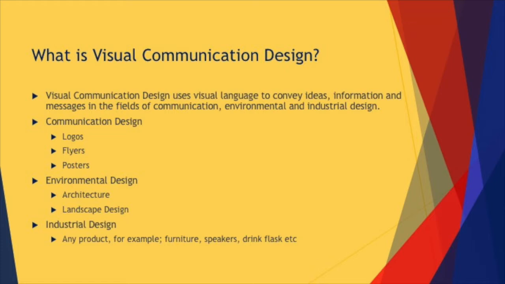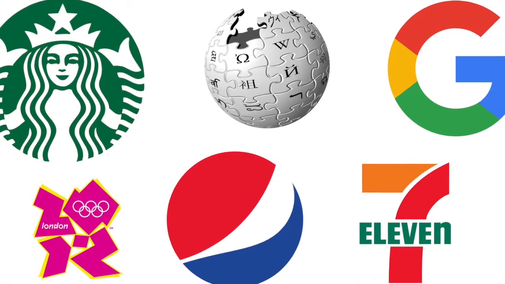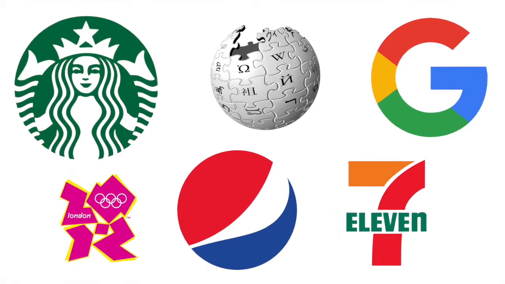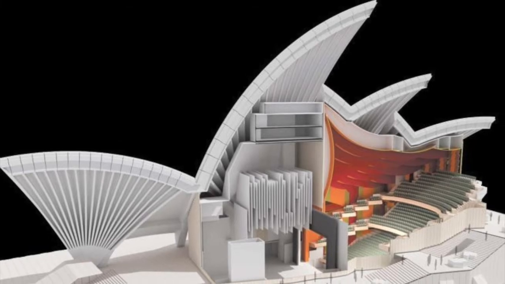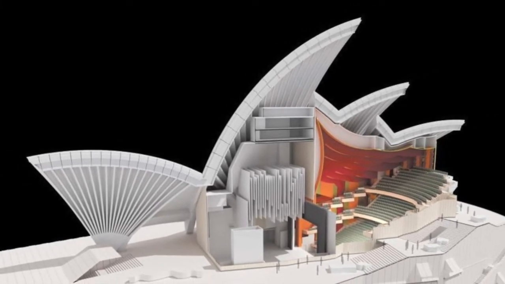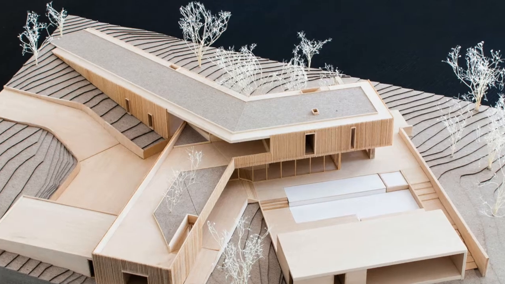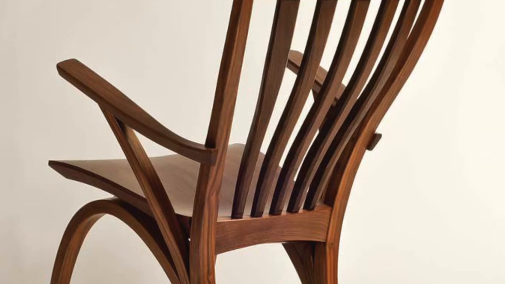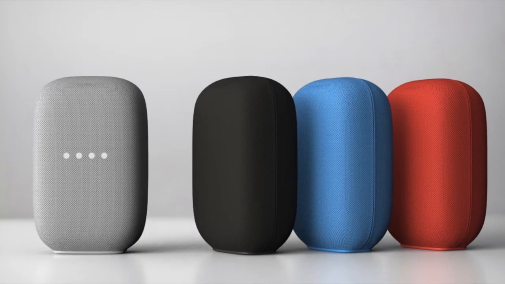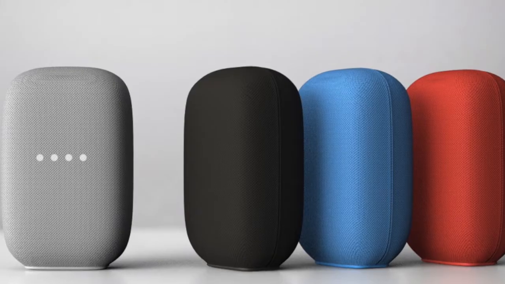Visual Communication Design uses visual language to convey ideas, information, and messages in the fields of communication, environmental, and industrial design. Some examples of items you might create in the field of communication design include logos, flyers, and posters. Architecture, or the design of buildings and structures, comes under the field of environmental design, and so does landscaping. Finally, industrial design includes any three-dimensional product you can think of, for example, furniture, speakers, or utensils.